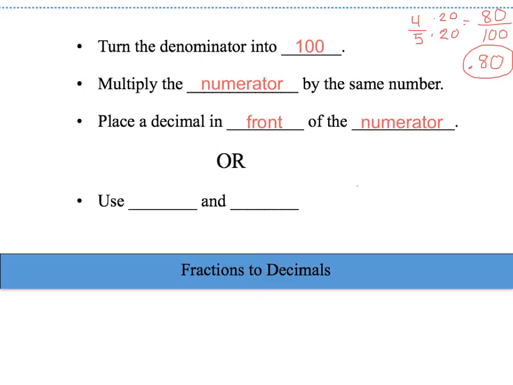If you cannot use that method because you can't make your denominator into 100, then the next method that you would use is the in and out method. And this method will always work.